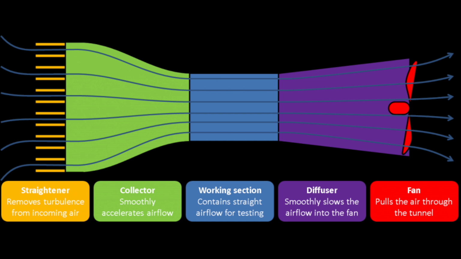The collector helps speed up the air as it enters the tunnel without causing it to become turbulent. The straightener is what helps remove what turbulence there is so the air will be as smooth as possible. The working section is the window you look through so you can see what's happening. The diffuser is what guides the airflow into the fan, also blocking the turbulence that the fan blades can cause. And finally, the fan is what pulls the air through the tunnel.